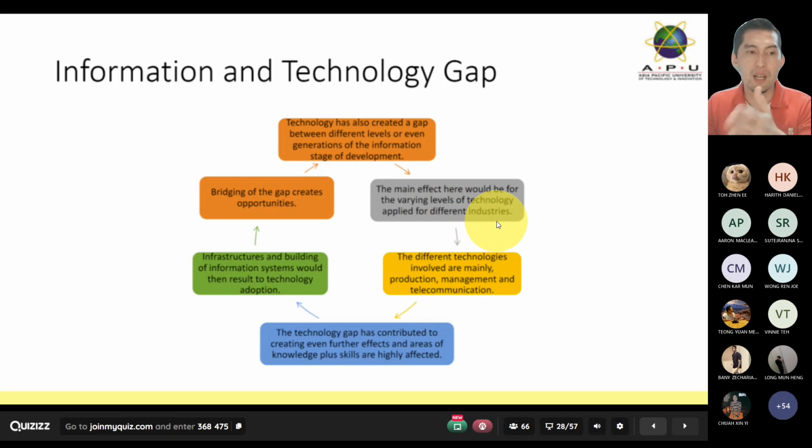So different industries are affected differently as you look at as well. And within those industries, different levels. So the yellow box here explains the different levels. When you talk about the level for production, for management, for communication, telecommunication, all of them are then being impacted differently in terms of the amount of information that you require.